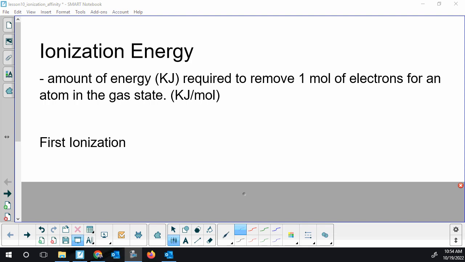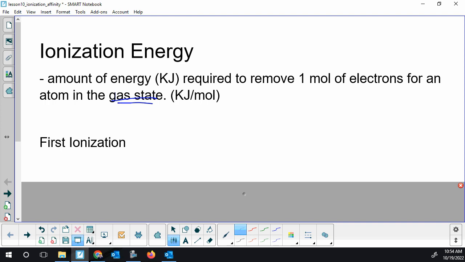One odd bit is the calculations are always done in the gas state. You're going to see some states that you're not used to. A metal, you'd expect it to be a solid. But to do these calculations, you could take a laser and vaporize it and make a vapor out of it, and then use that metal vapor to do the calculations.